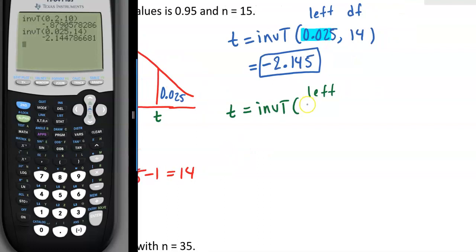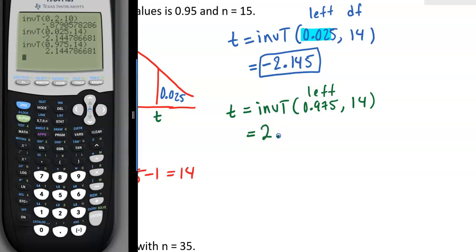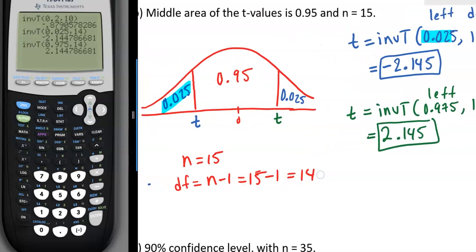So that means it is 0.975. Degrees of freedom are still the same as 14. And so you can verify this with the calculator that you're going to get the positive 2.145. So let me go ahead and verify this. Inverse T now is 0.975 with 14 degrees of freedom. And there you have it. Now the T on the other side is positive 2.145. So these are the two T's, so that 95% of the area is in the middle.